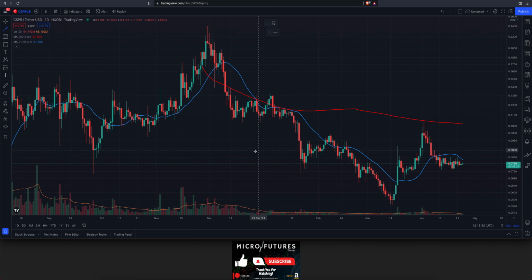Now, we could be just seeing something like this area over here, where it just has a mind of its own and then eventually drops off a cliff. We do not know if we're seeing that, but it sure does look like a pattern like this, where we put in that high, reversed hard, traded down, traded sideways just to wait for that next leg down.